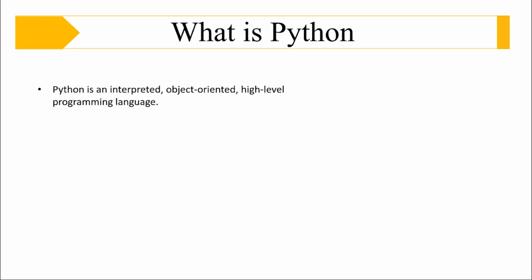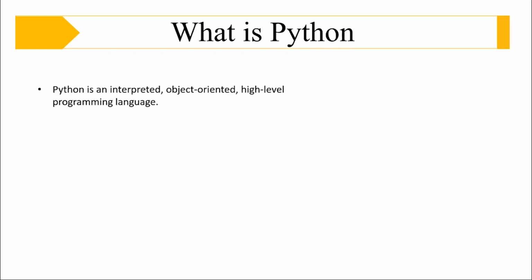Now, what is object-oriented here? We say Python is object-oriented because it supports all the concepts of object-oriented programming, like creation of classes, creation of objects, and all the four principles of object-oriented programming: encapsulation, inheritance, polymorphism, and abstraction. In addition to this, we have method overriding, operator overloading, and so on.